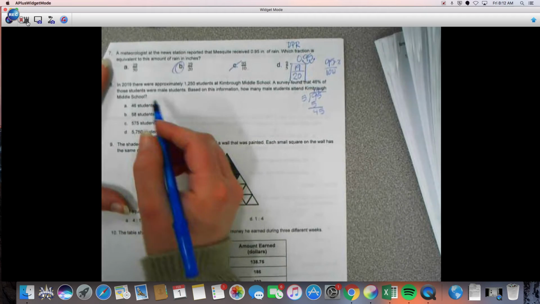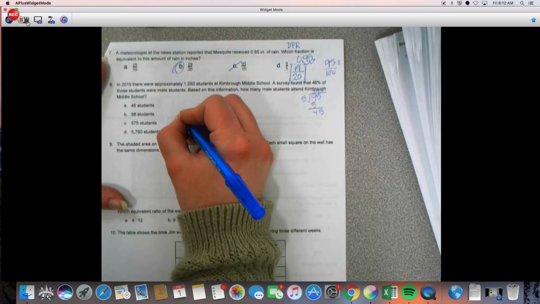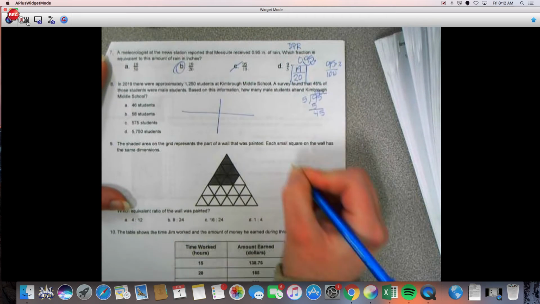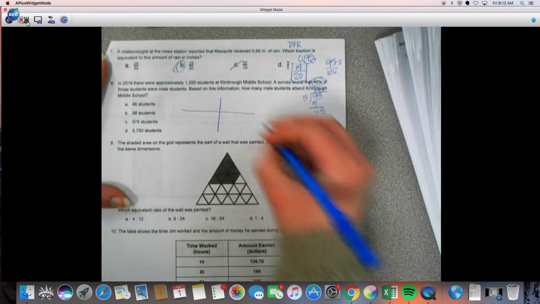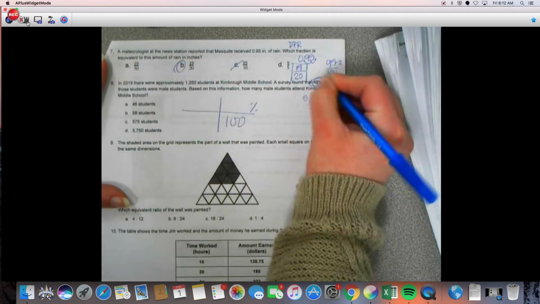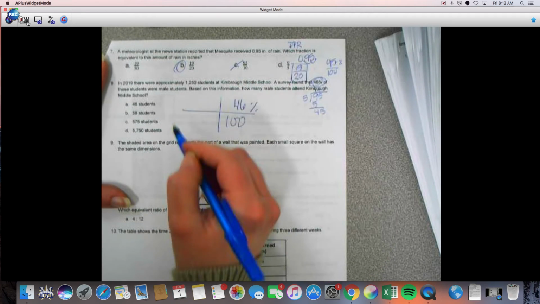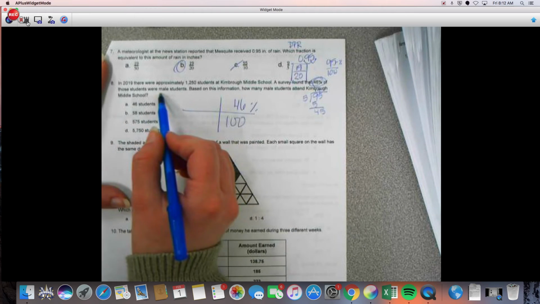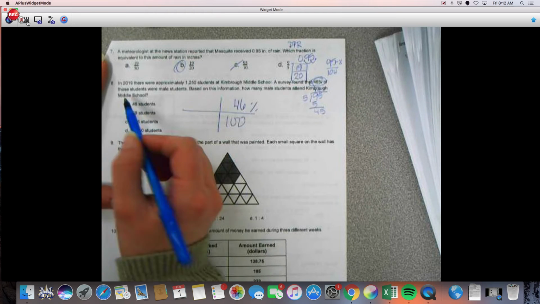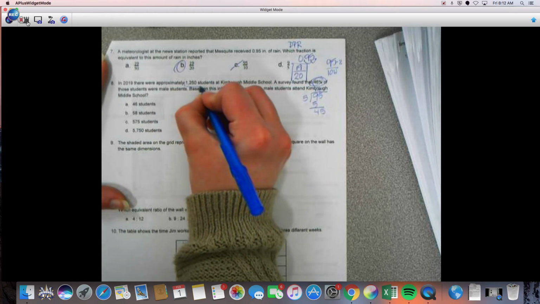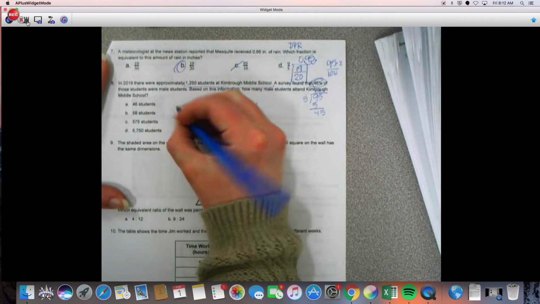Number 8. In 2019, there were approximately 1,250 students at Kimbrough Middle School. A survey found that 46% of those students, you notice how I just wrote that? Because I saw this, and I know I'm going to have percent over 100, and it's 46%. I wrote it as soon as I read it. 46% of those were male students. Based on this information, how many male students attend Kimbrough Middle School? Well, they told me 1,250 students at Kimbrough. That's the whole amount. So it goes on bottom.